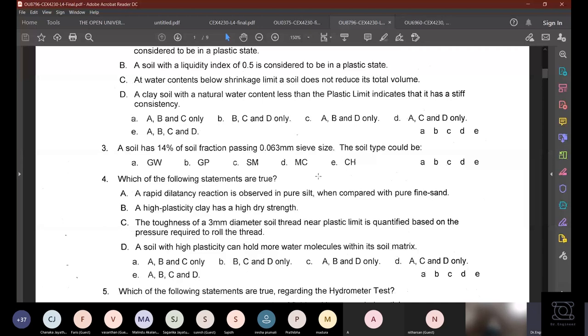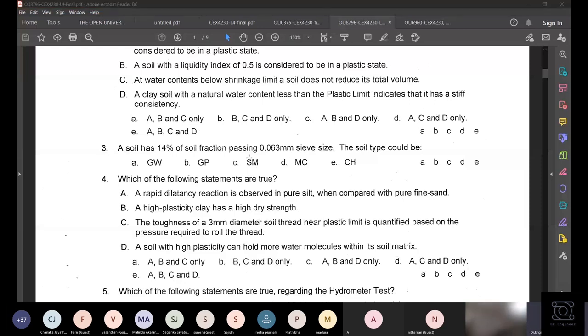So that chart you can find in session 9 in the old book, if I'm right. So not session 9, session 8, right? So again, for poorly graded, the fine percentage should be 0 to 5. So poorly graded also can be omitted. So the only possible thing is SM, right?